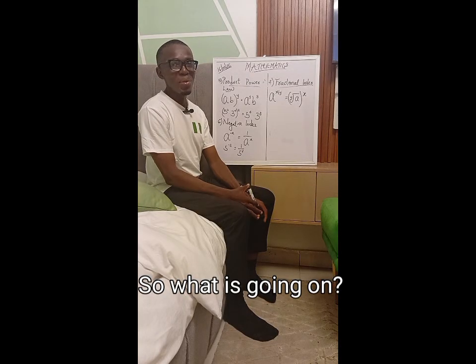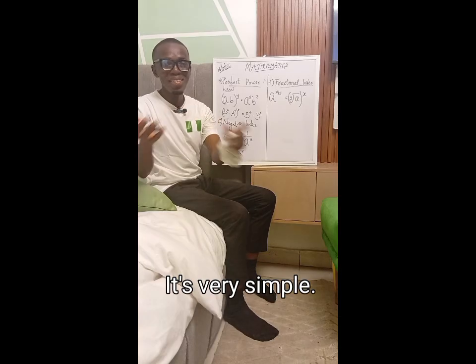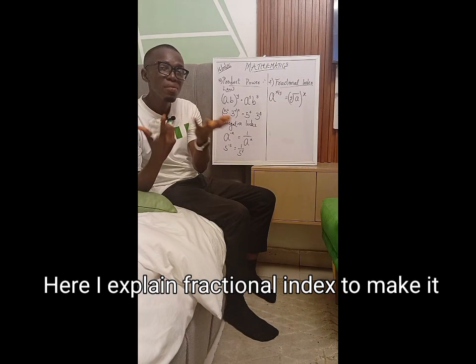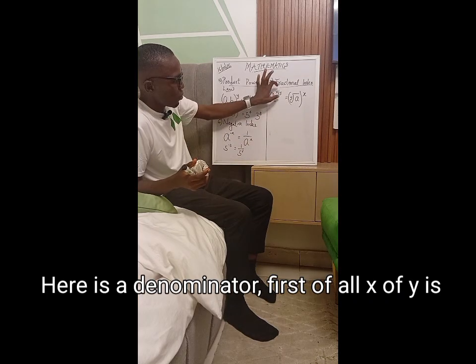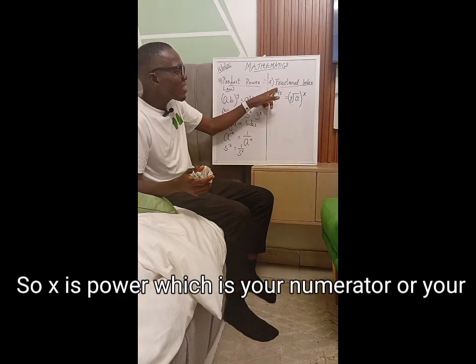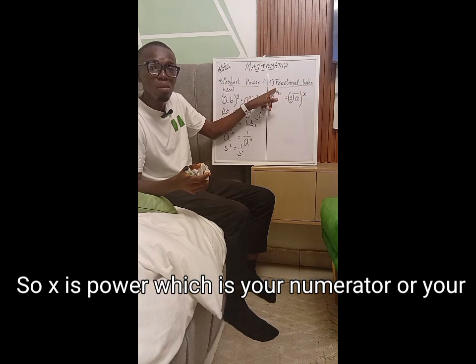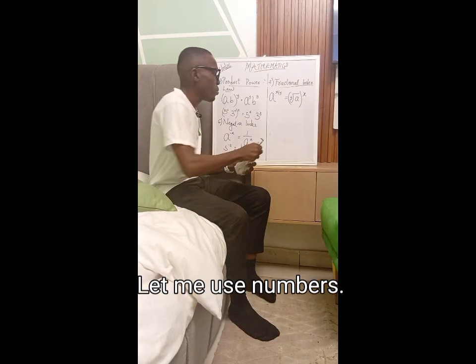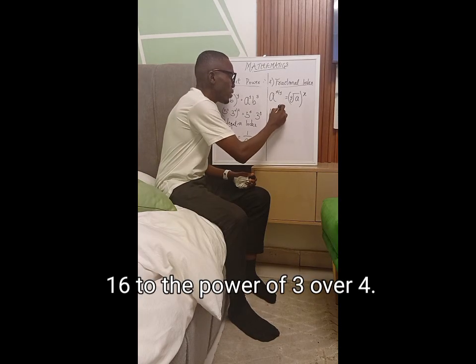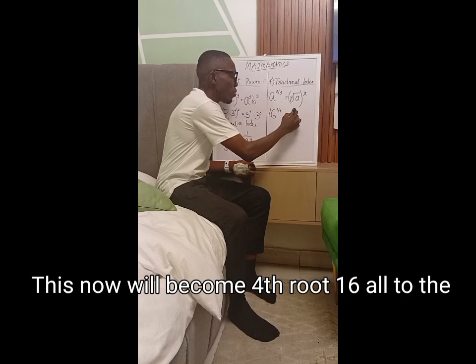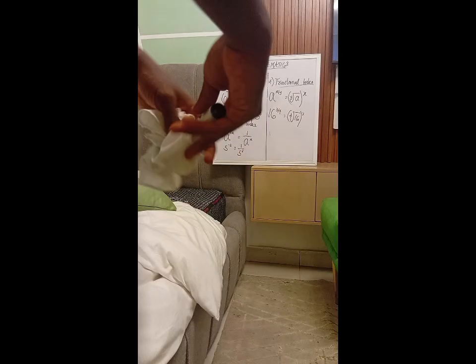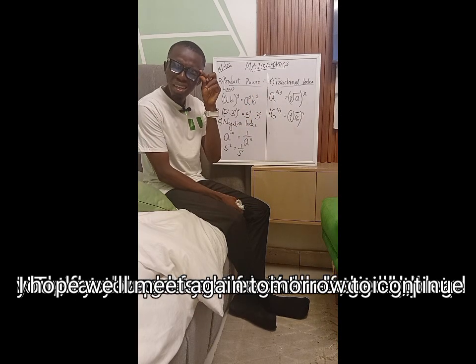Some persons, what is going on? What just happened? It's very simple. This is how I explain fractional index to make it very simple. This is a fraction first of all, x over y is a fraction. So x, your numerator, is your power, and your denominator is your root. As simple as that. Let me use numbers. 16 to the power of 3 over 4. This now will become the 4th root of 16, all to the power of 3. Right? Simple. So the seventh law is a fractional index.